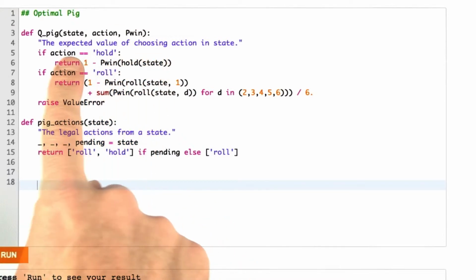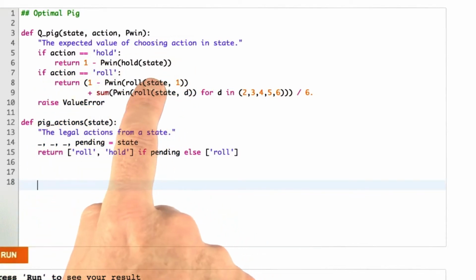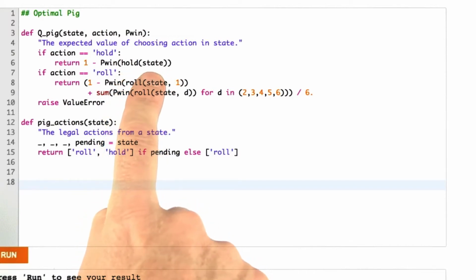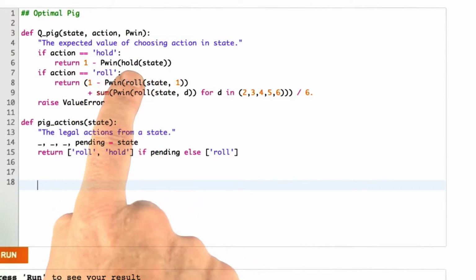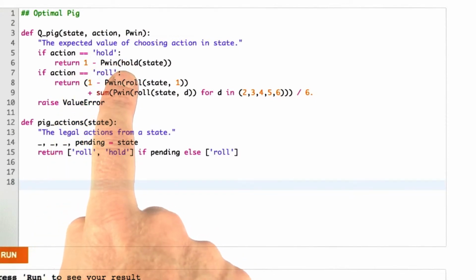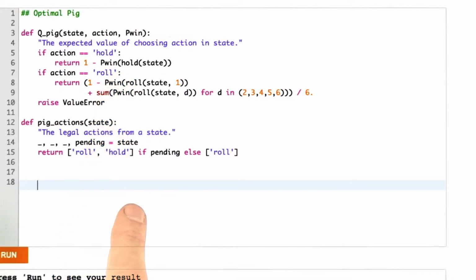And what is that? Well, if we hold, then we're turning it over to our opponent, and we still have our hold and roll functions that tell us what state we get to when we hold. And then it's our opponent's turn, and he's going to do his best. So our utility would be 1 minus the opponent's utility, what he can do best, his probability of winning, because either one player or the other has to win. So our probability of winning is 1 minus our opponent's probability of winning.